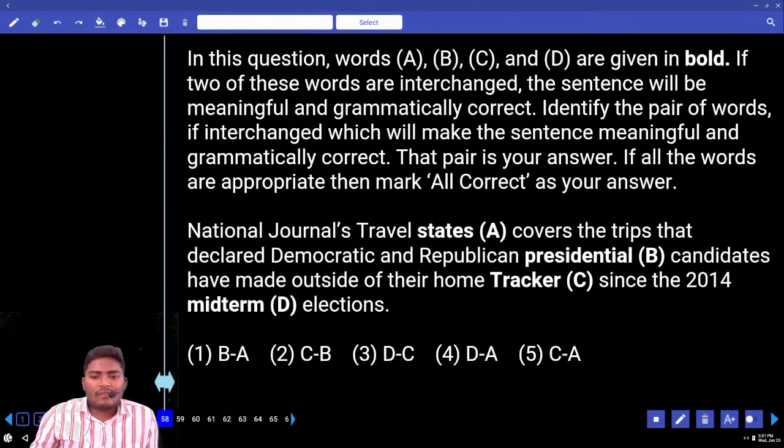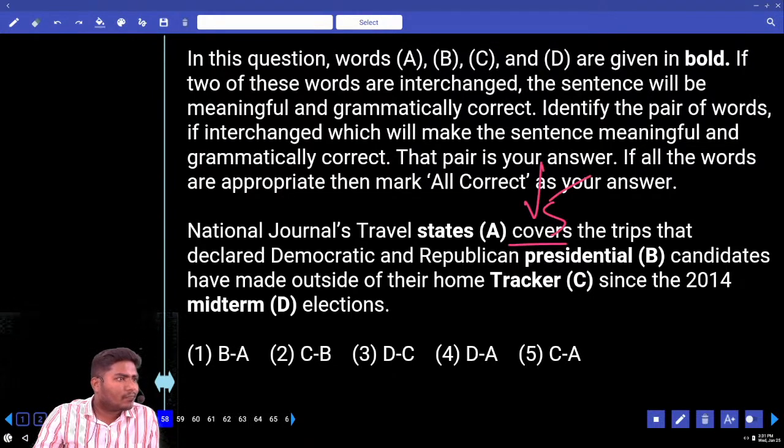National Journal's Travel States covers. What is the verb form here? Covers is a verb form, right? What is a verb form? Which verb form is that? V5.